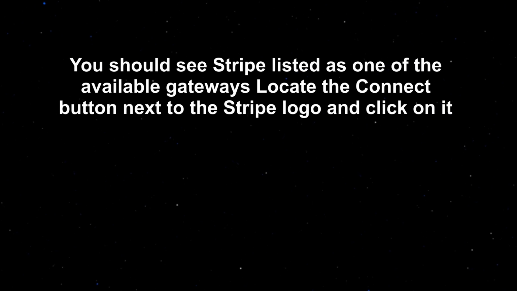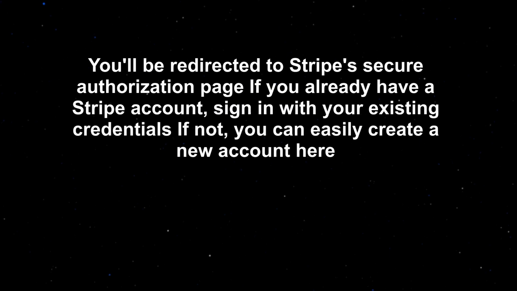Locate the Connect button next to the Stripe logo and click on it. You'll be redirected to Stripe's secure authorization page. If you already have a Stripe account, sign in with your existing credentials. If not, you can easily create a new account here.